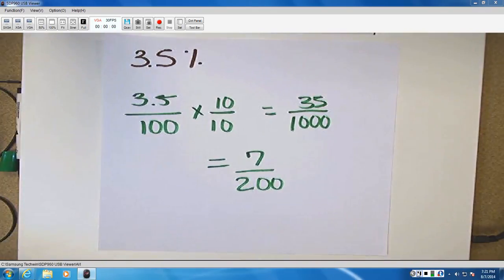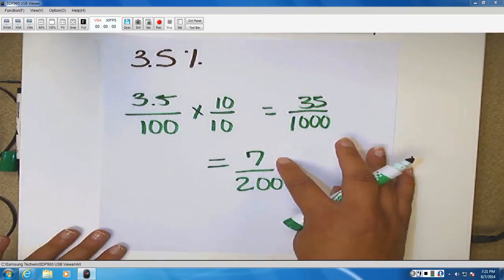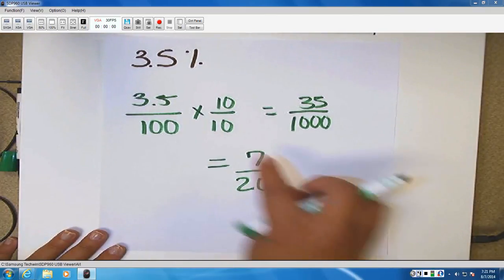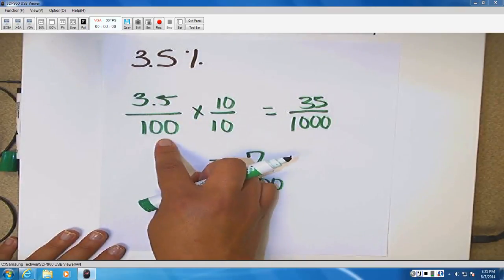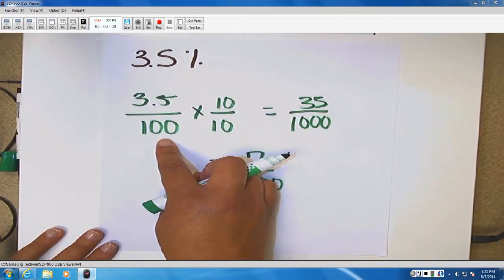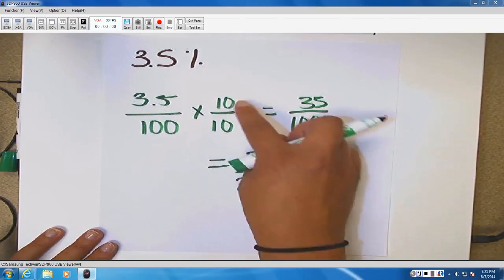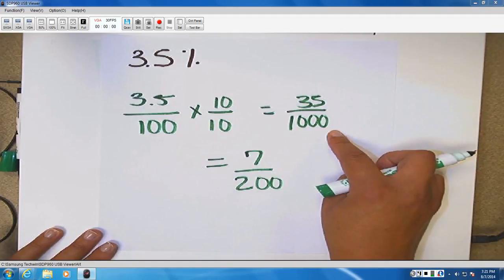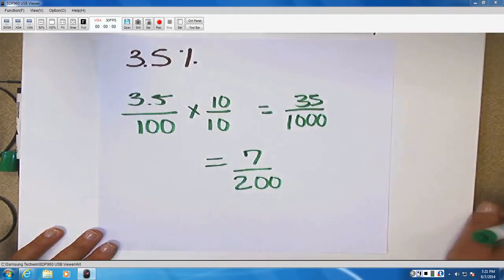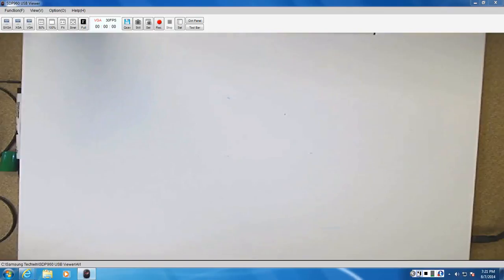So 3.5% turned into a fraction is 7 200ths. And I did that by taking my 3.5 and setting up my equation by dividing it by 100. But first I wanted to start working with some better whole numbers. So I multiplied both by 10, got 35 over 1,000, and when I reduced that I got 7 200ths. Let's practice that a little bit.